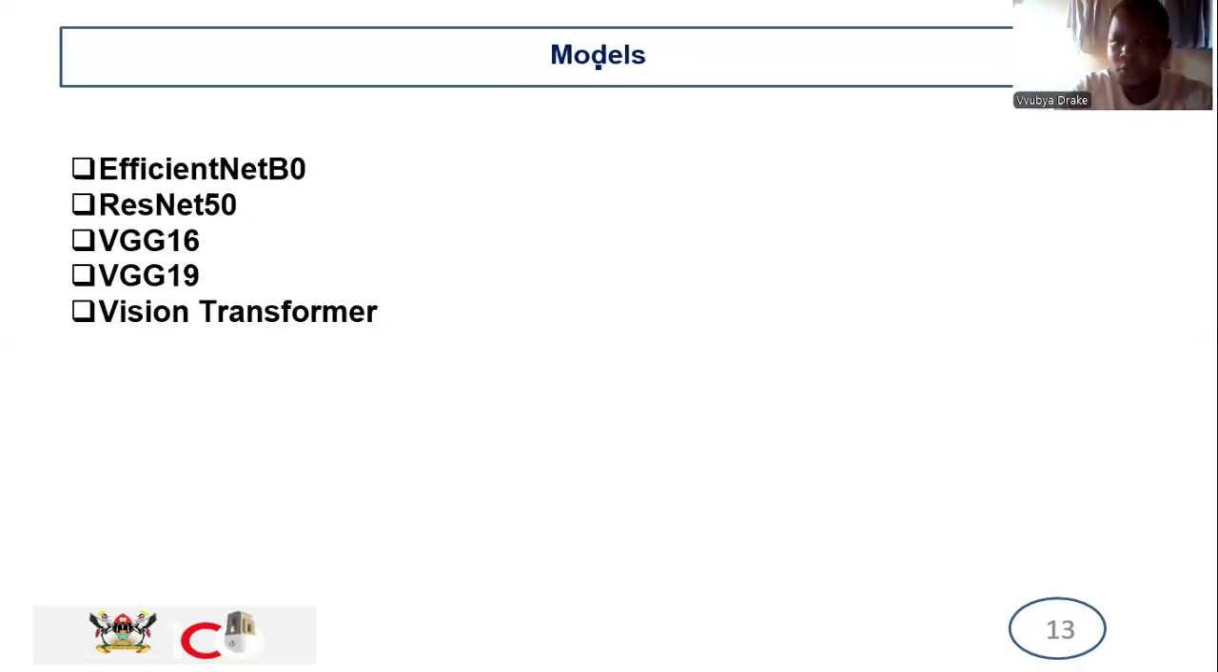Different pre-trained models were used. We used the EfficientNet B0 model. We used the ResNet 50. We used the VGG16, VGG19, and Vision Transformer. The first four, EfficientNet, ResNet, VGG16, and VGG19, are CNN models. Then Vision Transformer is based on the transformer architecture.